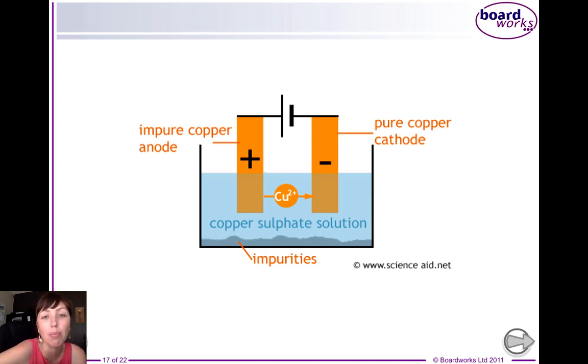So the copper moves from the positive anode, because it's positively charged, it's a positive ion. It moves from that anode and it's attracted to the negative cathode. Okay, so the copper plates the cathode and the impurities sink to the bottom.